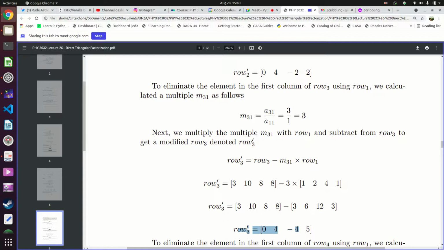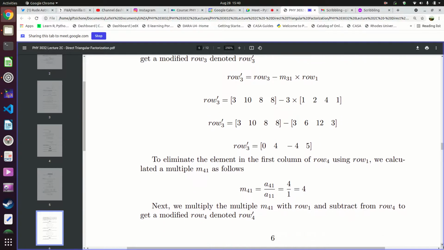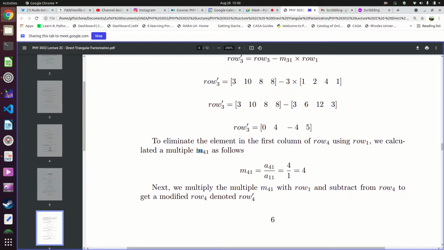And in the process of getting this modified row number 3, we have got ourselves a multiplier which we're going to use in our lower triangular matrix L, M31. Are we clear? Yes.